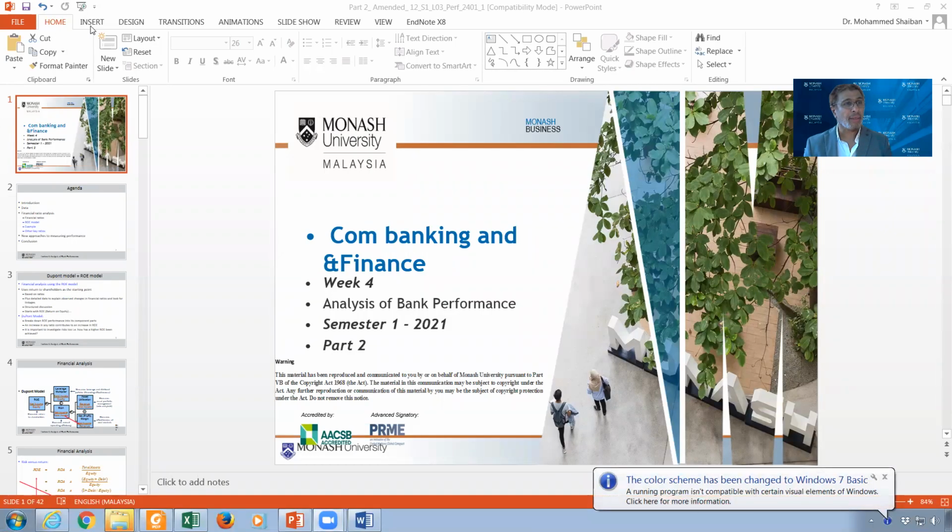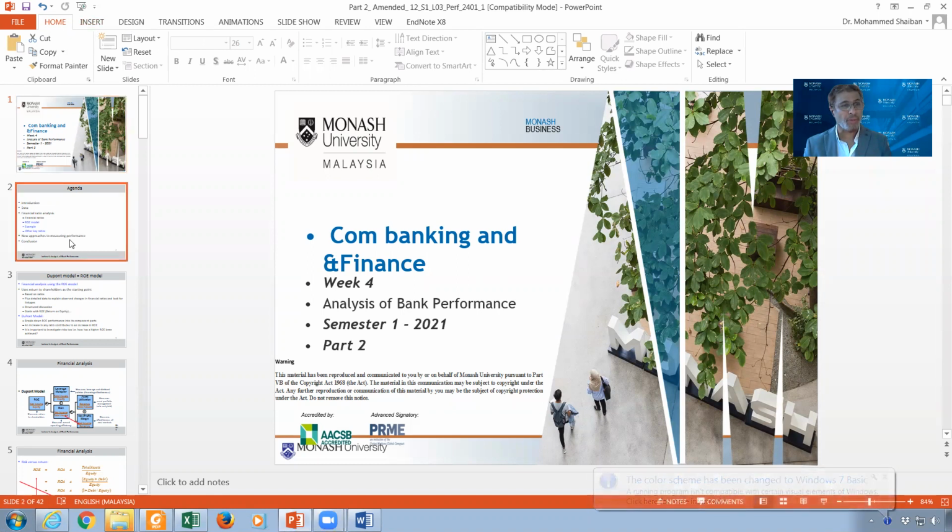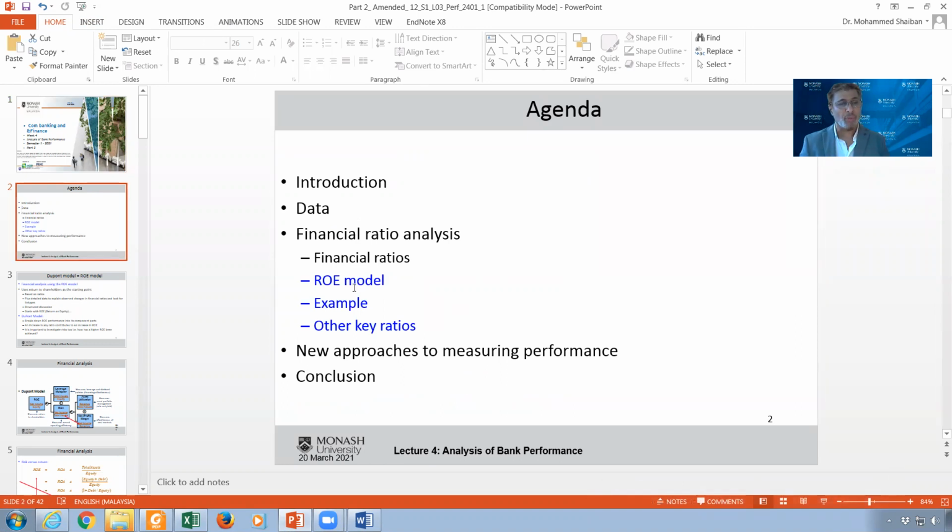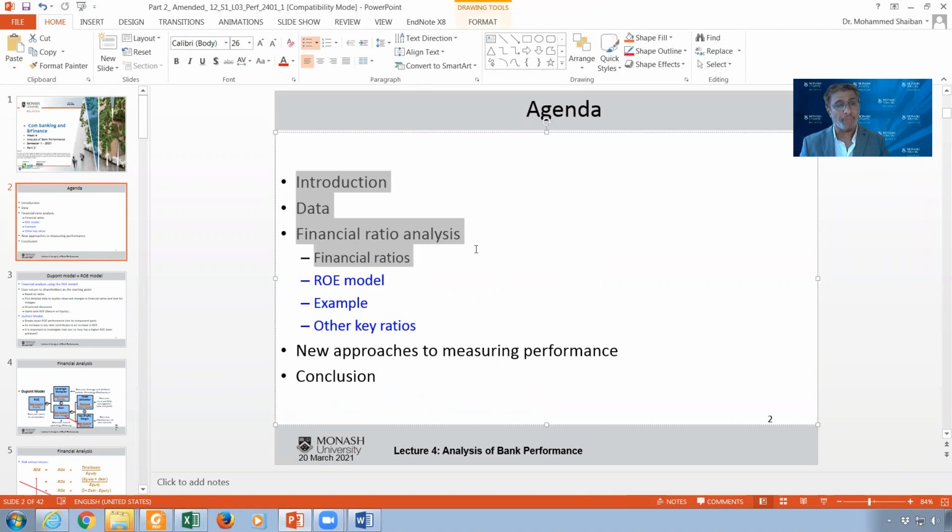So what I will do now is share my screen and go over that, and hopefully I will go over it at a reasonable pace. Okay, so now this is part 2, and the blue font is what we are going to cover. It's the ROE model, with some examples, and we'll talk about the other key ratios that complete the analysis of bank performance. This part we already talked about. This part, the new measures, is only 2 slides, not a big deal. And then we will jump to the conclusion.